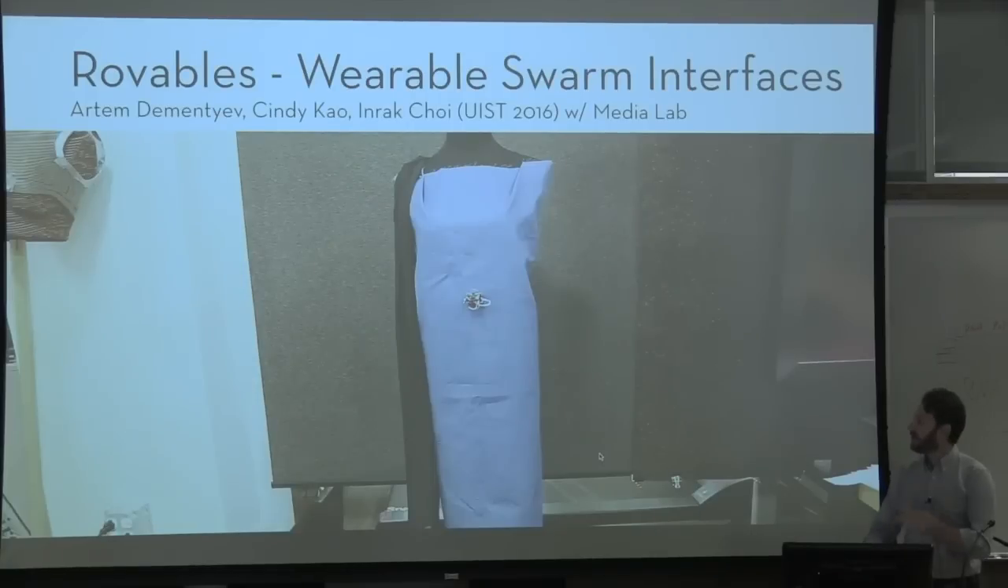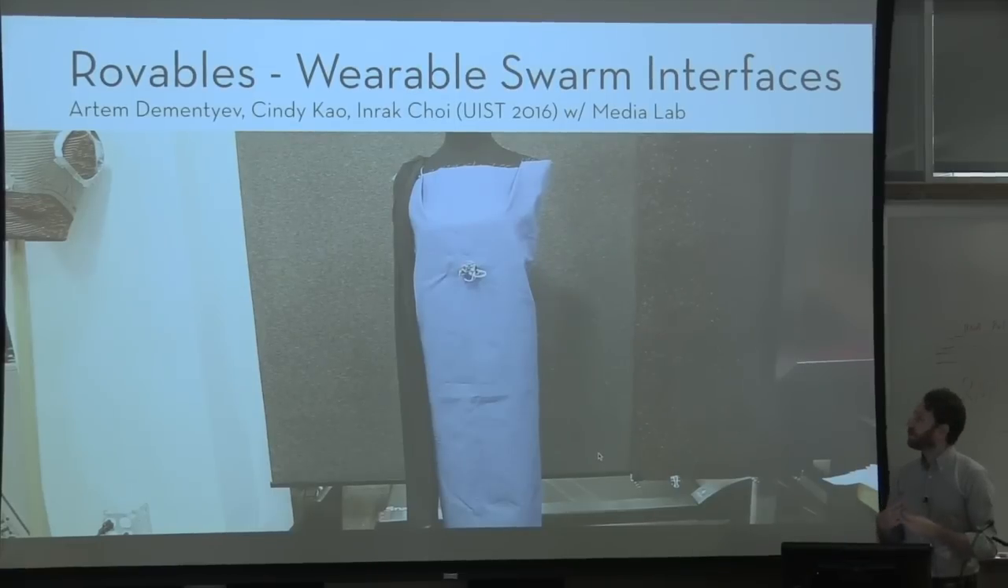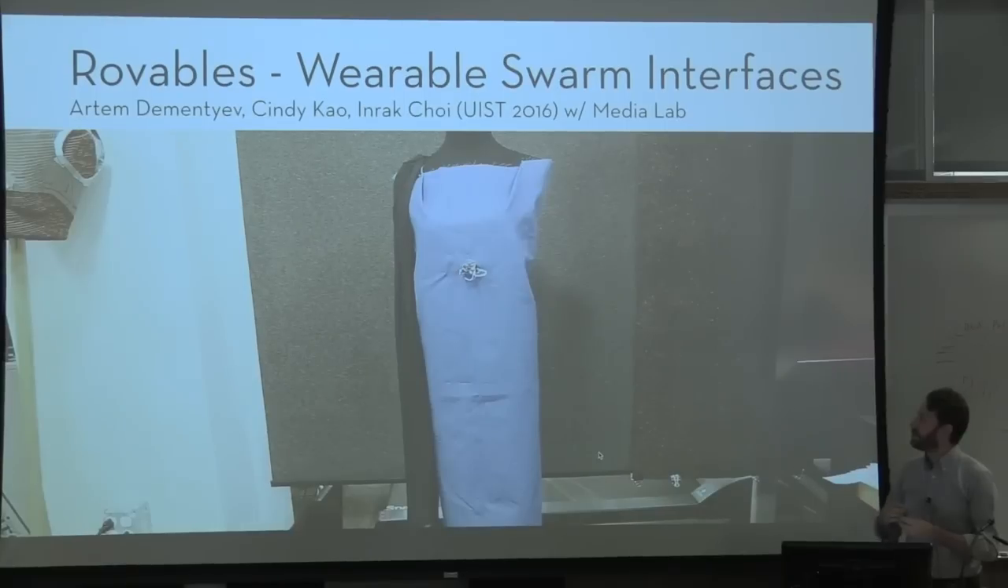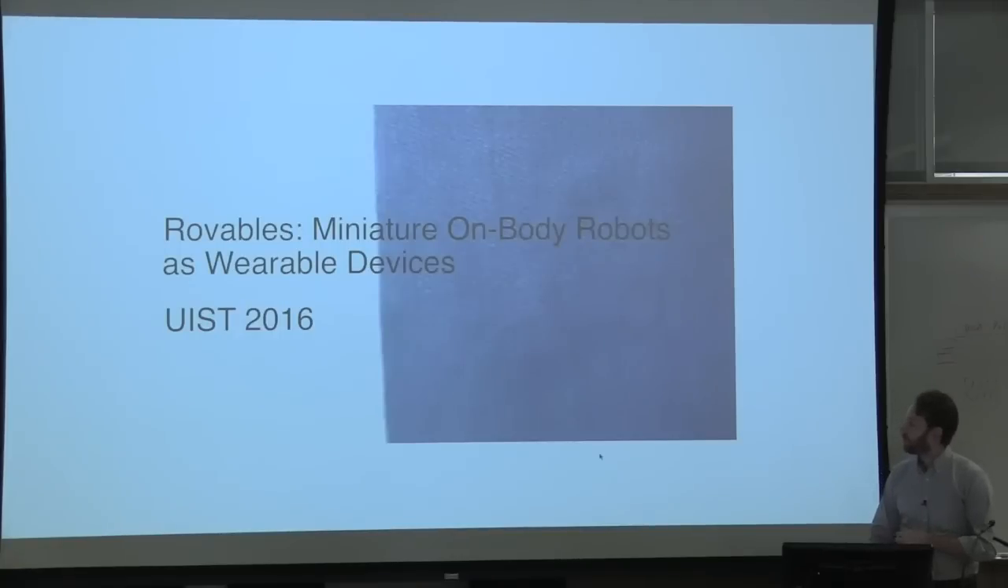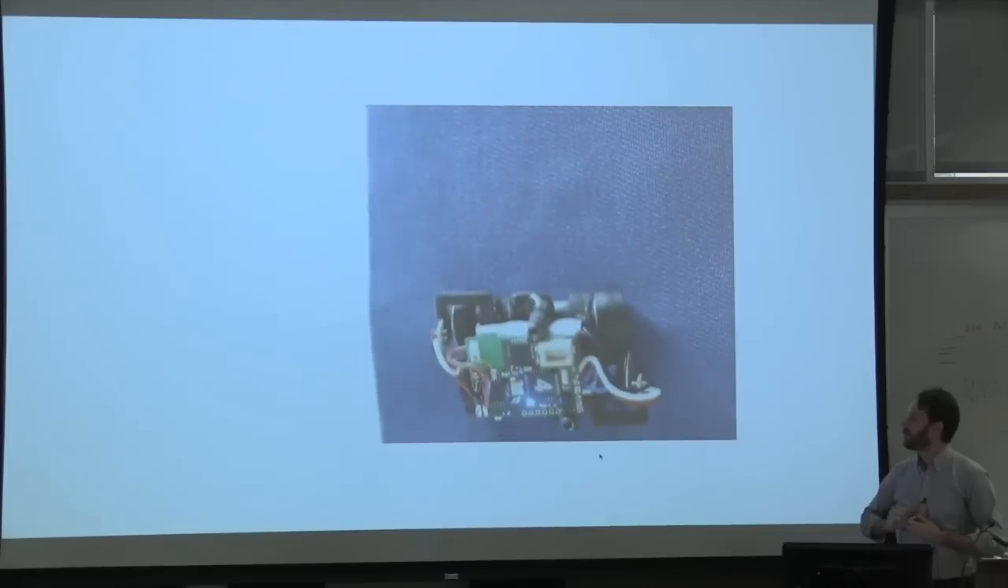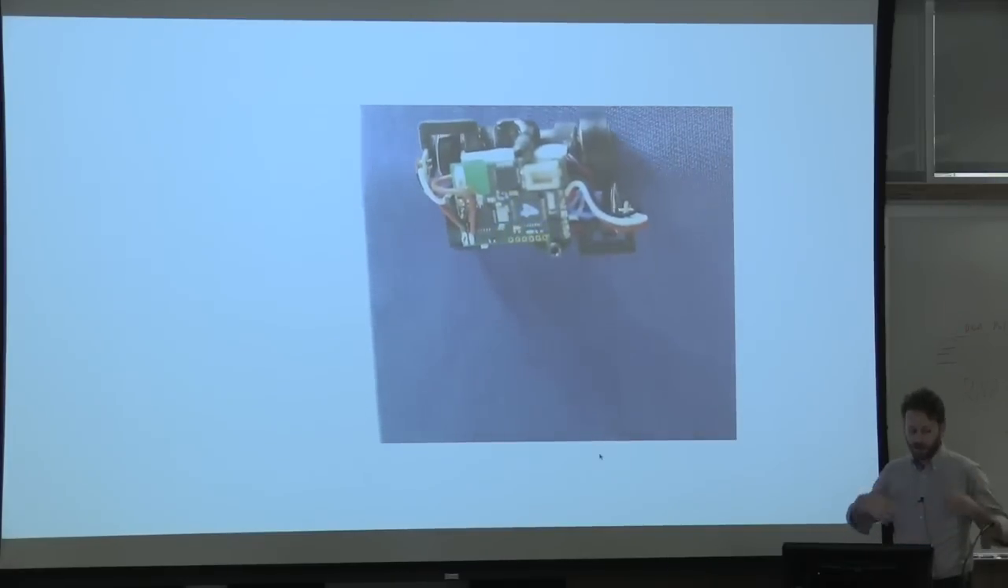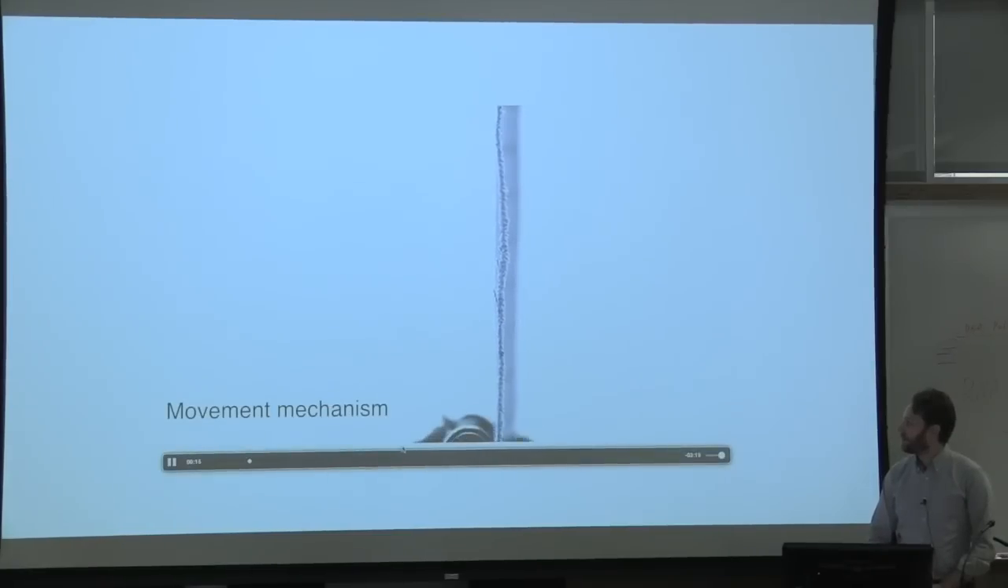And then finally, thinking about the body, how can we use small robots to display information and provide physical affordances on demand? This is a project with Artem Dmitriev and Cindy Cao from the MIT Media Lab that's thinking about small robots that can actually move on your clothing. They use a set of magnetic wheels and another set of magnetic wheels on the other side of your clothing to move around on your body, on your clothing. And so this is the mechanism here.